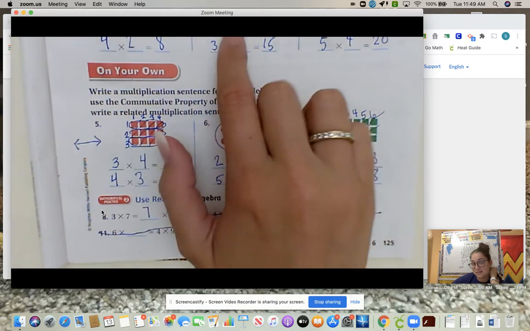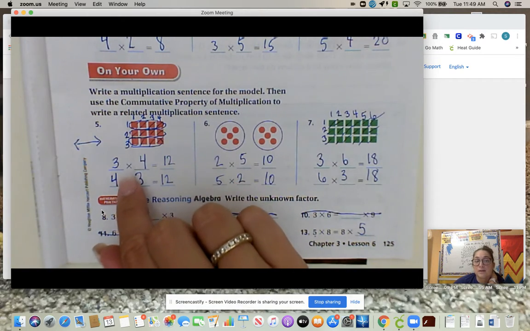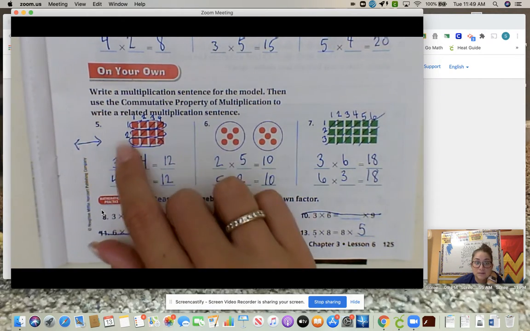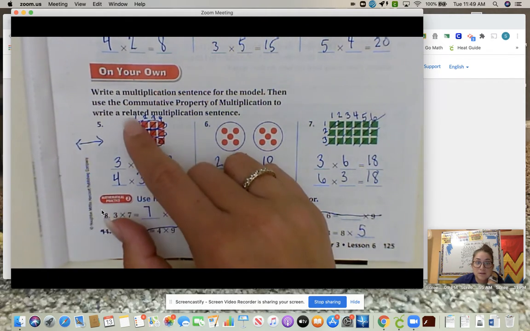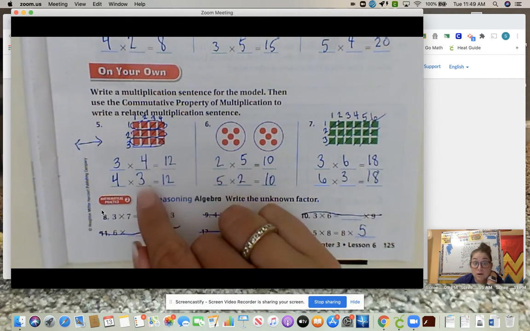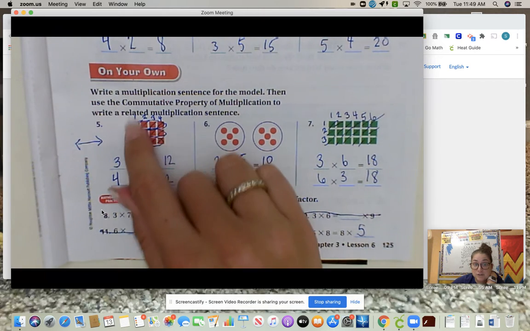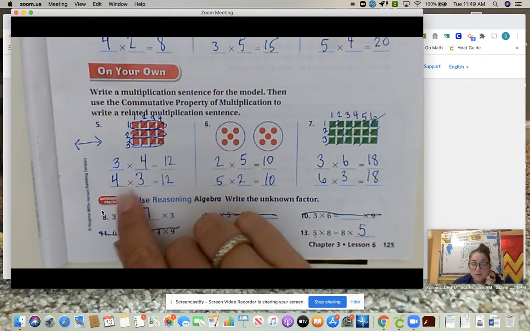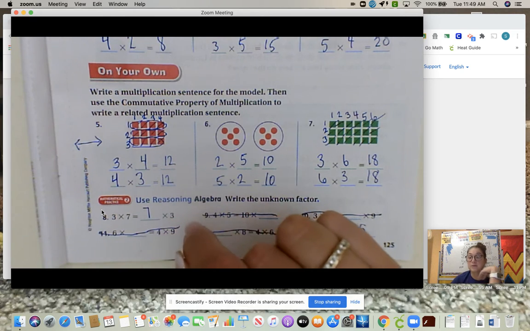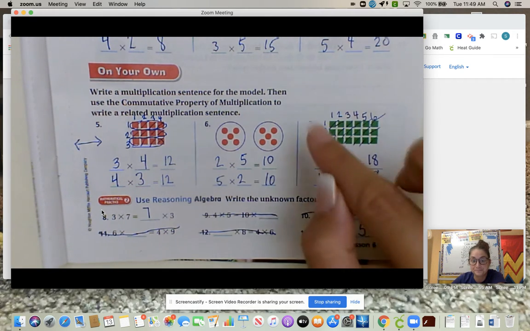This is the same as the top, so we're going to go over it. The rows are first, so 1, 2, 3 rows. How many columns? 1, 2, 3, 4 columns, and it's out of 12. There are 12 red boxes. Now flip it. 4 times 3 equals 12 is the commutative property of 3 times 4.